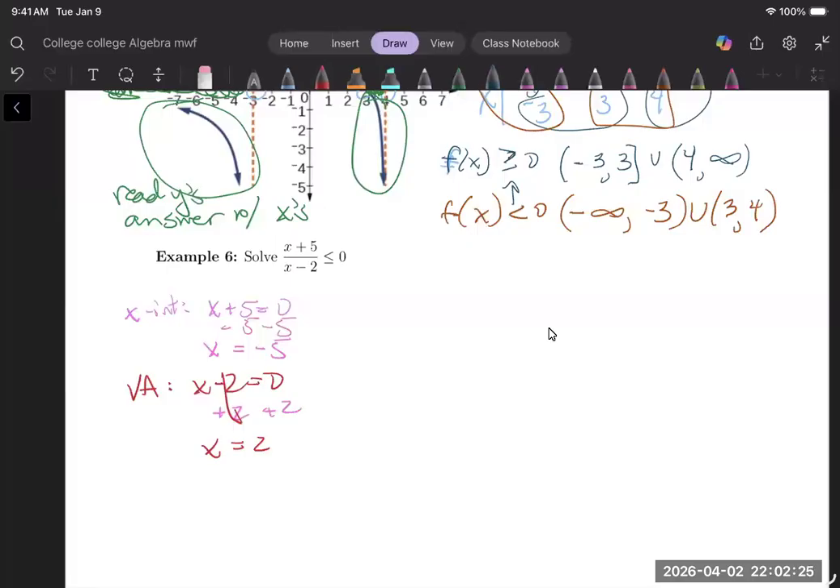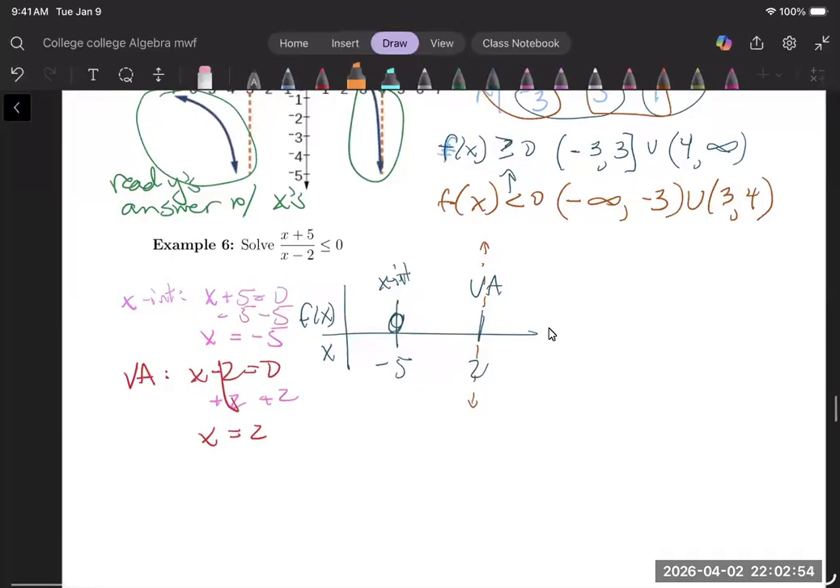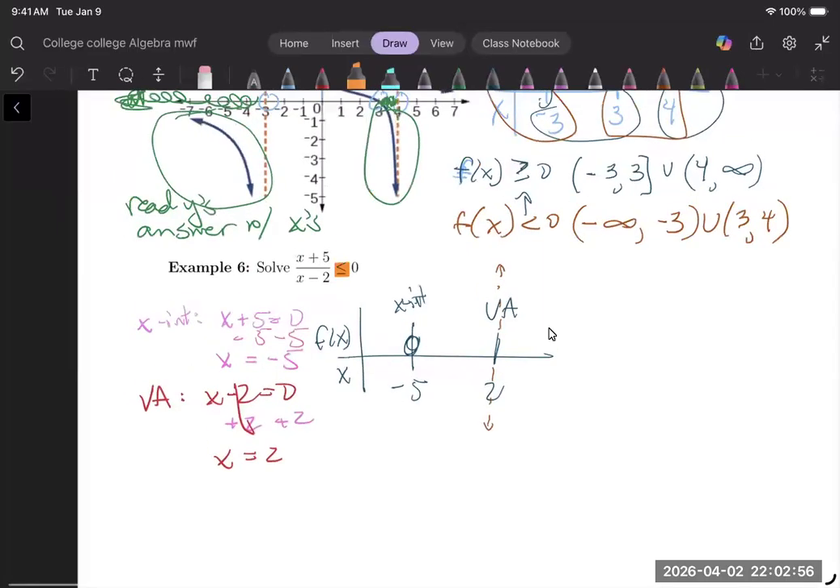Now these are the two things that go on the sign chart. So x, f of x. Remember, they need to be in numerical order. Again, I'm going to notate that the -5 is the 0 and the x-intercept, and the 2 is the vertical asymptote. If you wanted to go crazy and make it a pseudo vertical asymptote, if that helps your brain, because again, we do have this or equal to situation.